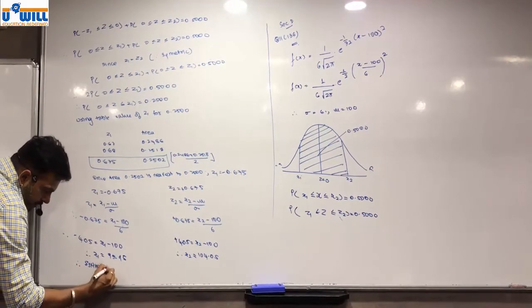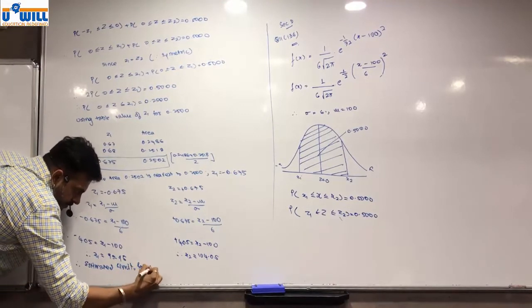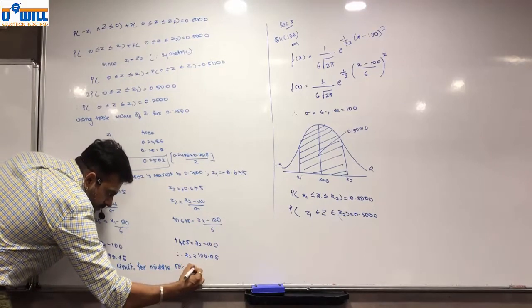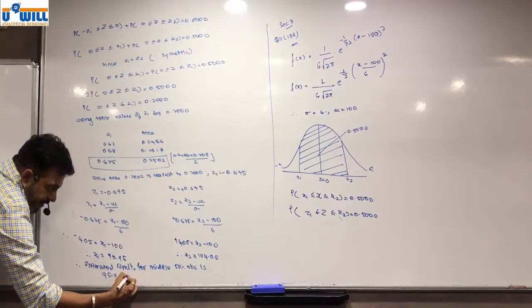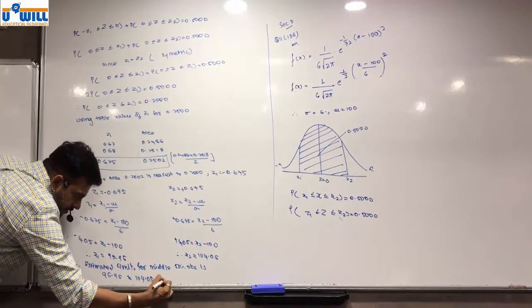Estimated limits for middle 50% observation is 95.95 to 104.05.